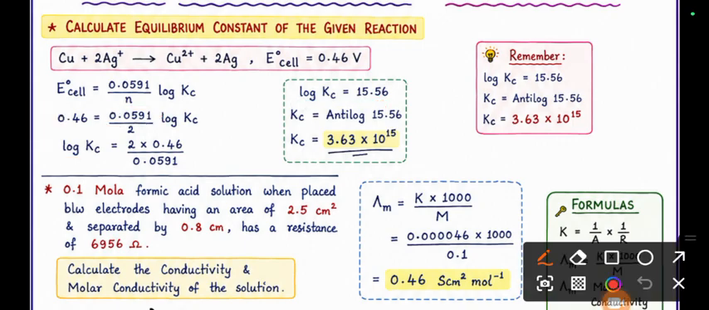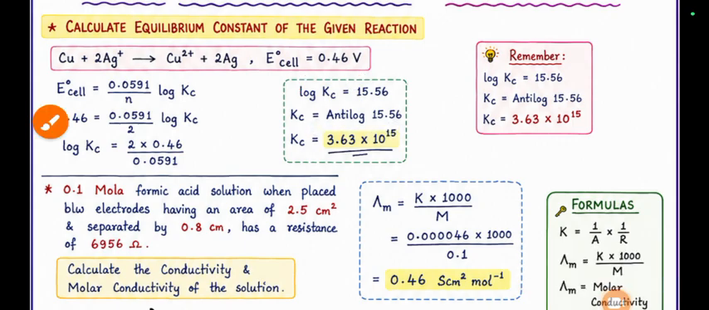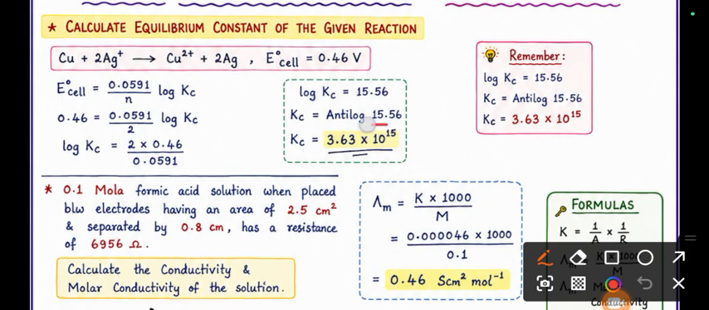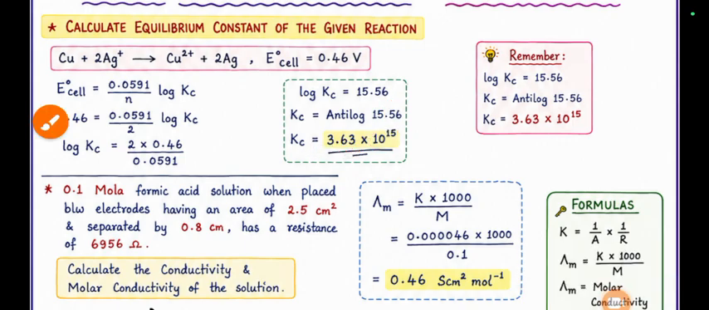Again, log when you send to the right side, it will become anti-log. Now while calculating anti-log, the decimal point left side whatever is there you take as 10 raised to power 15, and the remaining 0.56 you calculate the value in the anti-log table. Now you will get Kc value 3.63 into 10 to the power of 15.